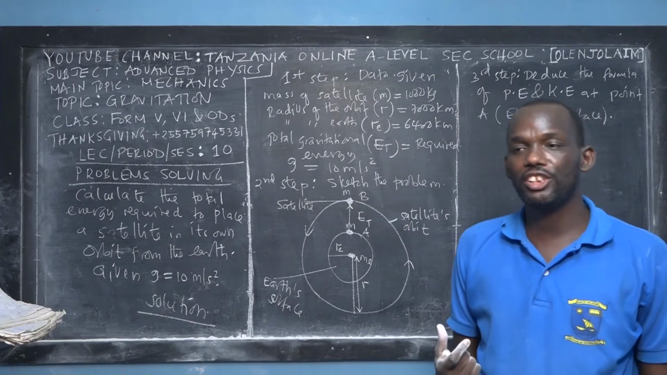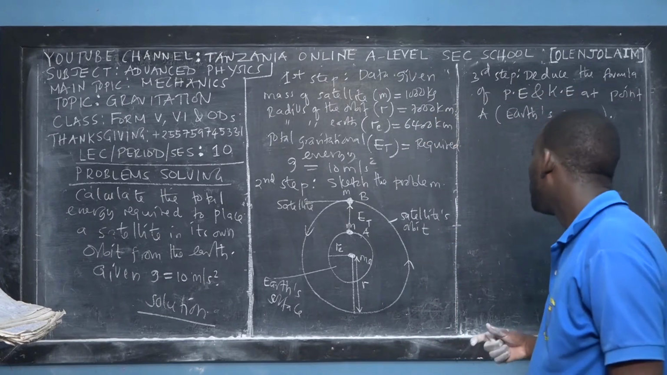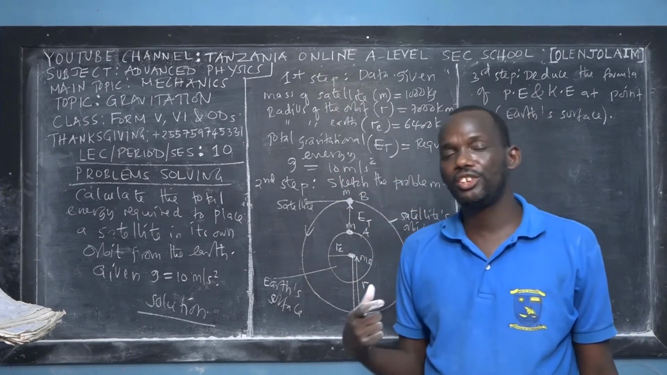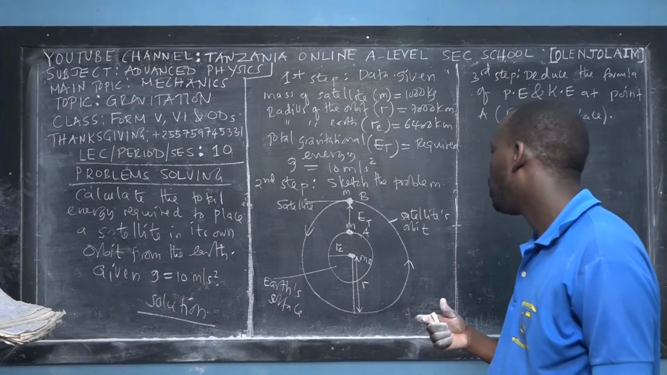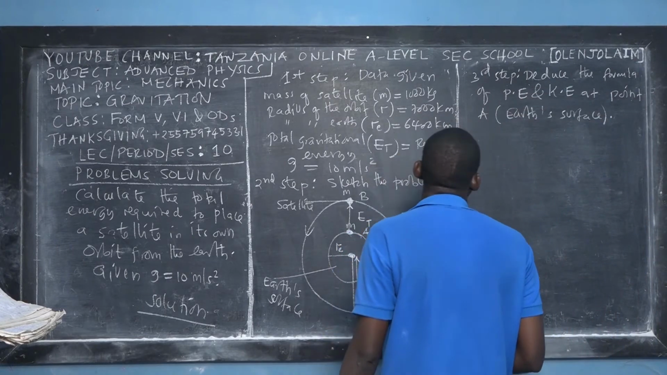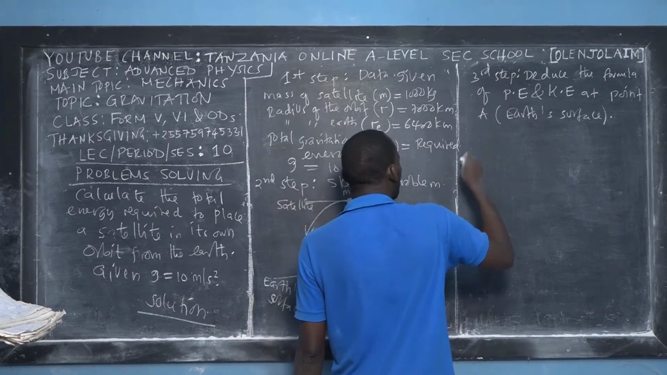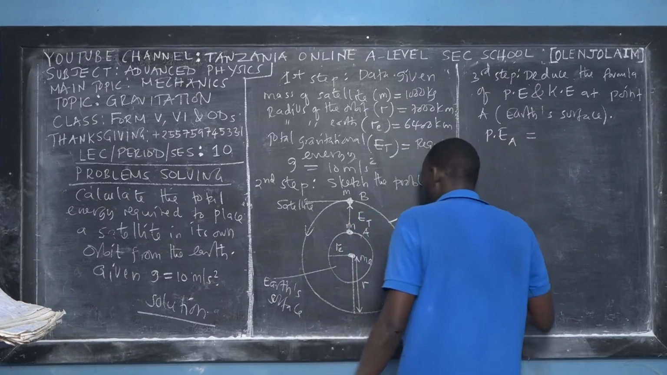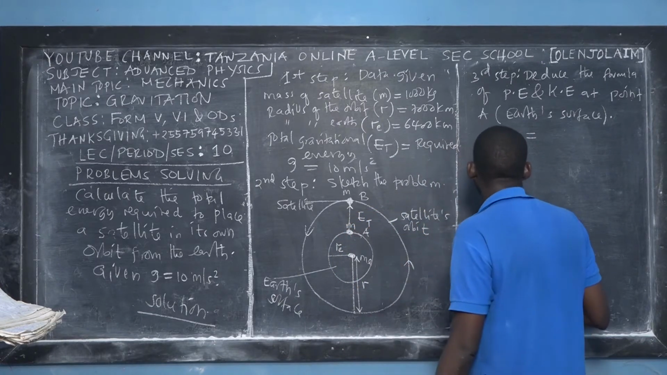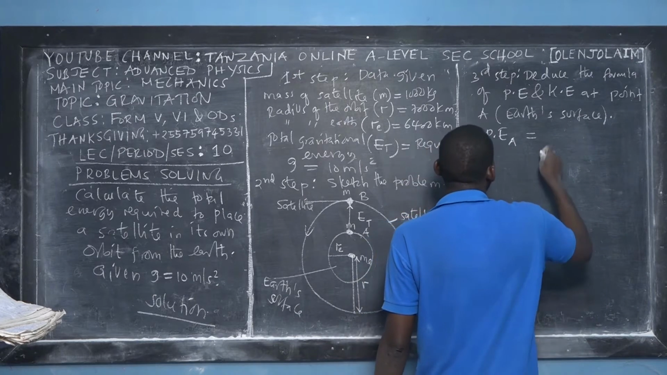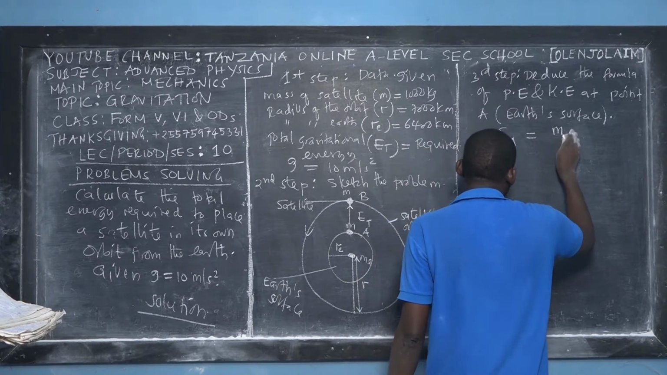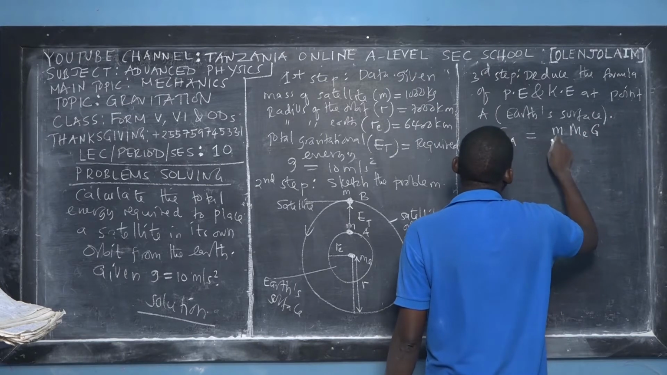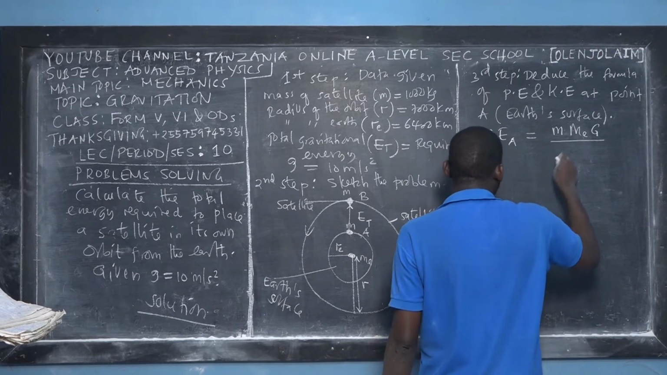And of these energies we have 2 types: gravitational potential energy, which depends on height, and kinetic energy, which depends on the velocity of the satellite. Let us start with potential energy at point A. It will be the mass of the satellite times the mass of the Earth times the universal gravitational constant, divided by the radius of the Earth.